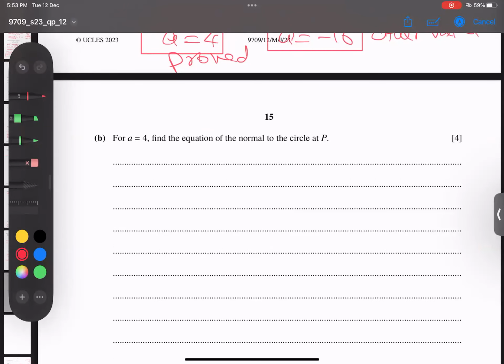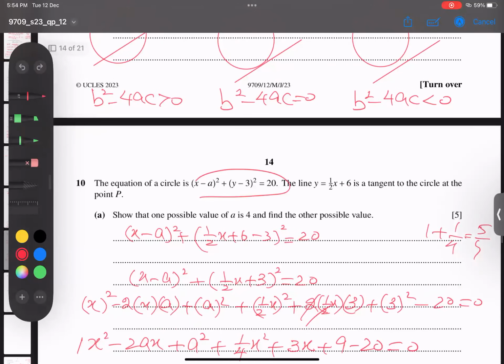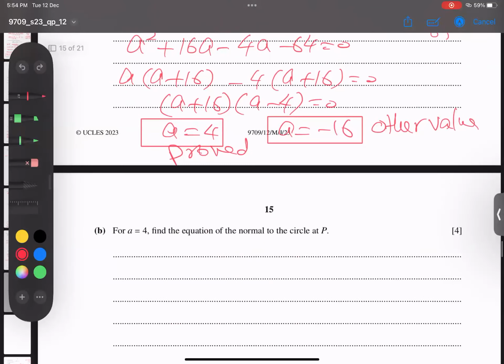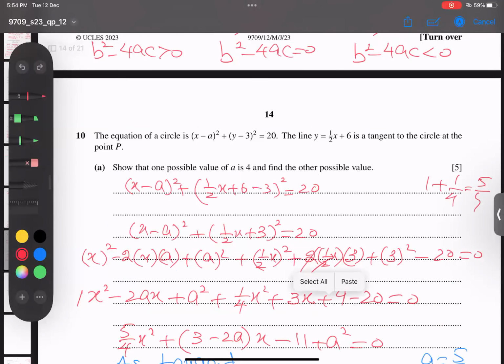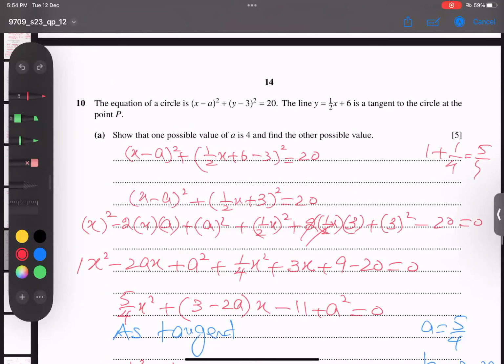5 marks achieved. For the a value, find the equation of the normal to the circle at P. So the normal to the circle at P. So where did he mention the equation of the circle, right? So first of all, one minute please. He said the equation of the normal. Okay, let me read again: find the equation of the normal to the circle at P, and P is given here. Wait a minute. P, a tangent at a point P. Yes. So wait a minute.